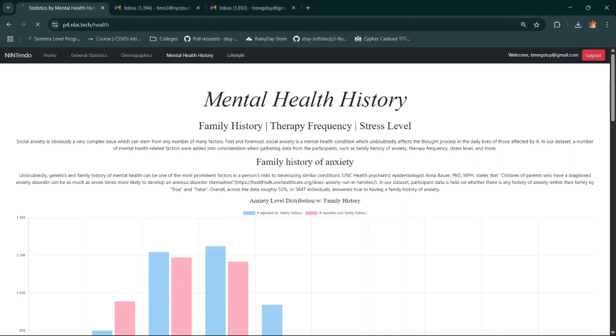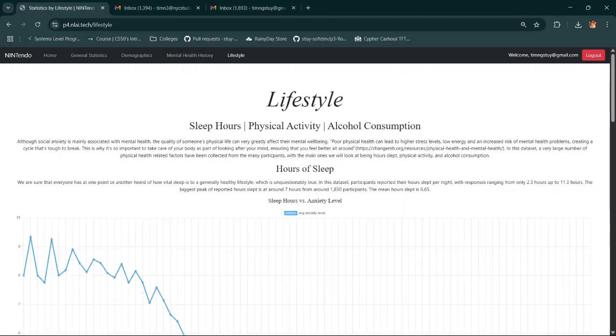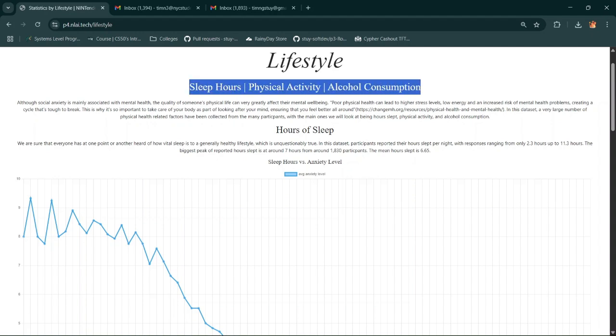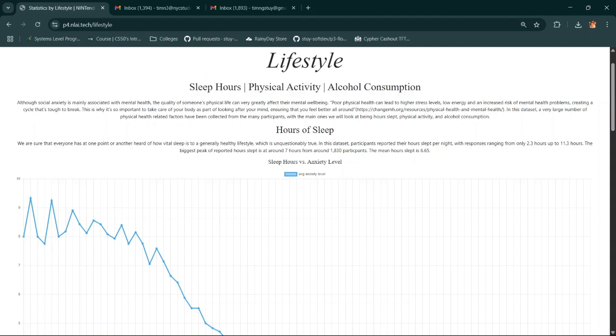All right, so let's look at lifestyle. This isn't about avocado toast or what time you go to yoga. We're looking at sleep, physical activity, and alcohol consumption. These three everyday habits can easily make or break your mental health.